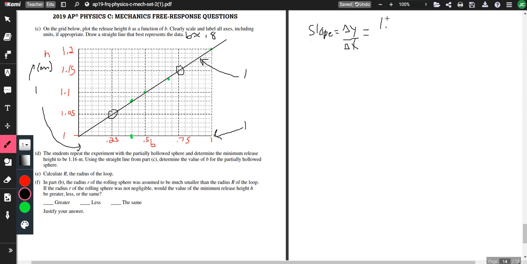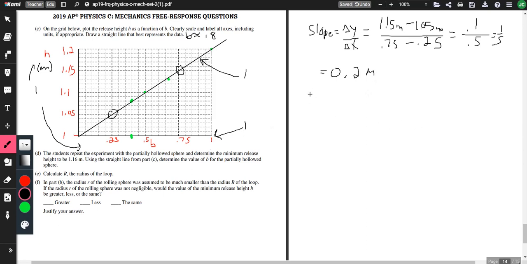My y values are 1.15 minus 1.05. X values are easy. They're 0.75 and 0.25. So when I do this, I get 0.1 over 0.5. So it's really just 1 over 5. So this ends up being 0.2 for my slope. I guess meters would be the slope.